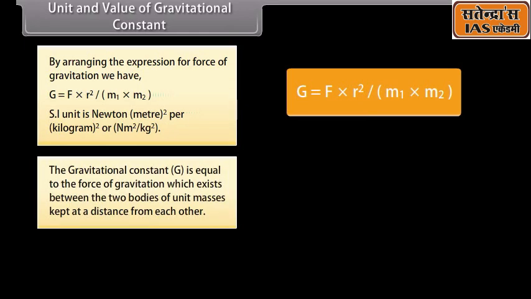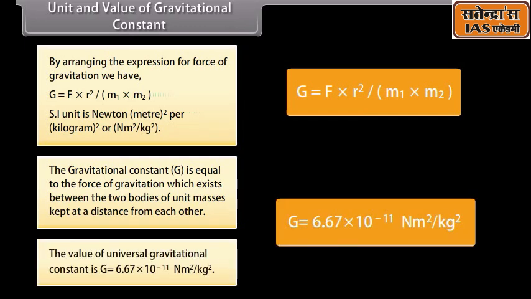The gravitational constant G is equal to the force of gravitation which exists between two bodies of unit masses kept at unit distance from each other. The value of the universal gravitational constant is G equal to 6.67 into 10 raised to the power minus 11 Newton meter square per kg square.